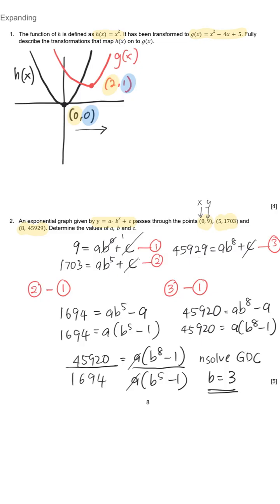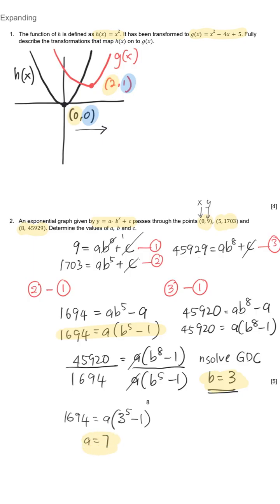Once we have the value of b, we can easily solve for the values of a and c from the previous equations. We substitute b equals 3 into the equation: 1694 equals a times (3 to the power of 5 minus 1). Using a calculator, you are going to get a equals 7. So these are the two values that we get.